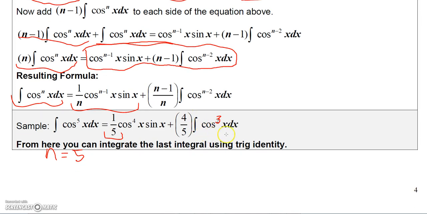And now here you'd probably have to use this formula again to integrate this cosine cubed x. Okay, so it gets really nasty, but at least you can see there is a formula that you can use now to integrate powers of cosine.